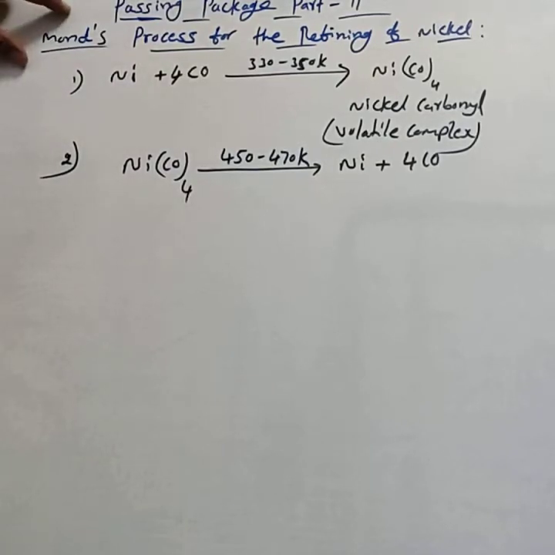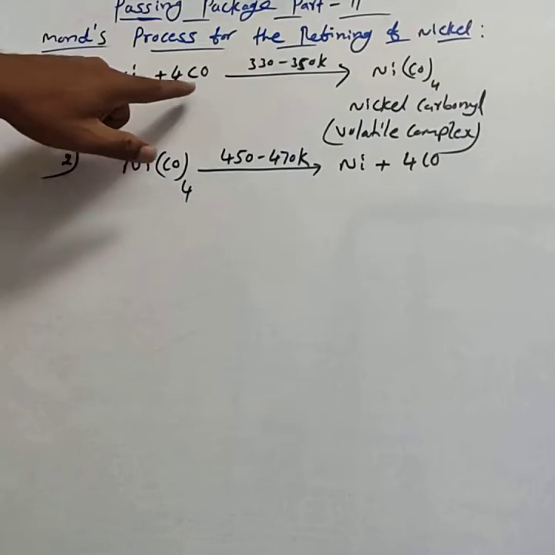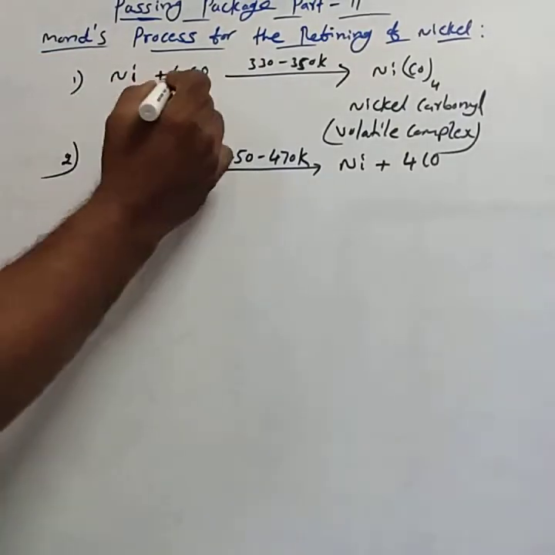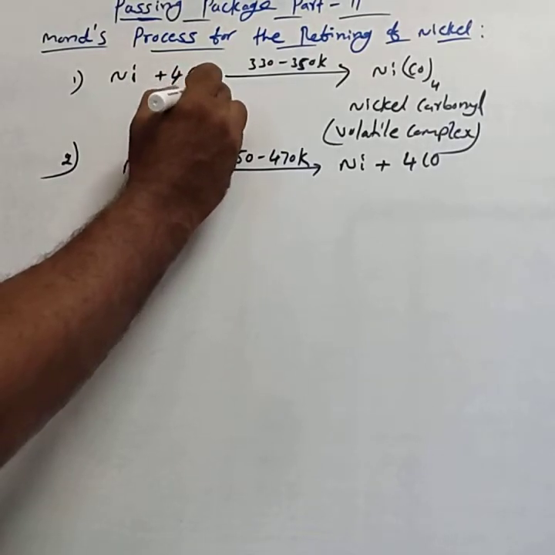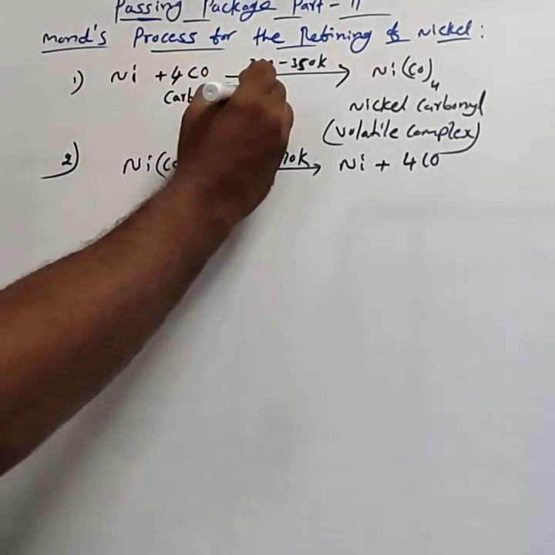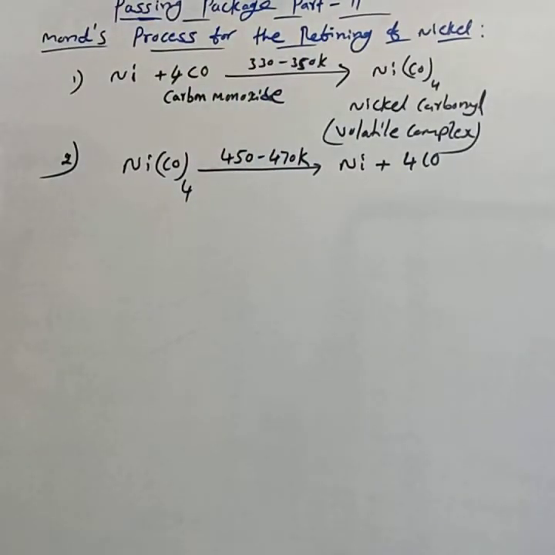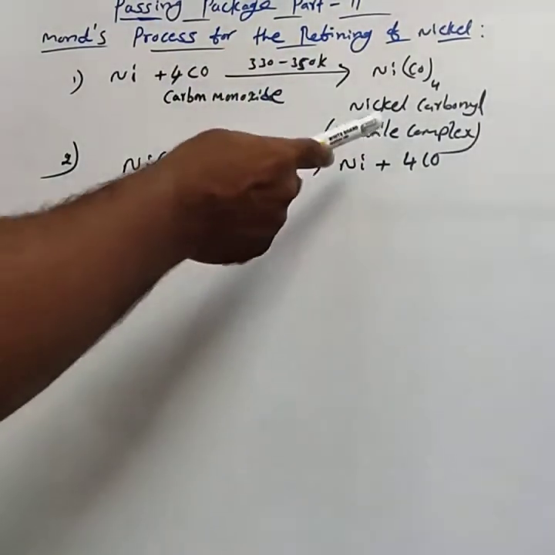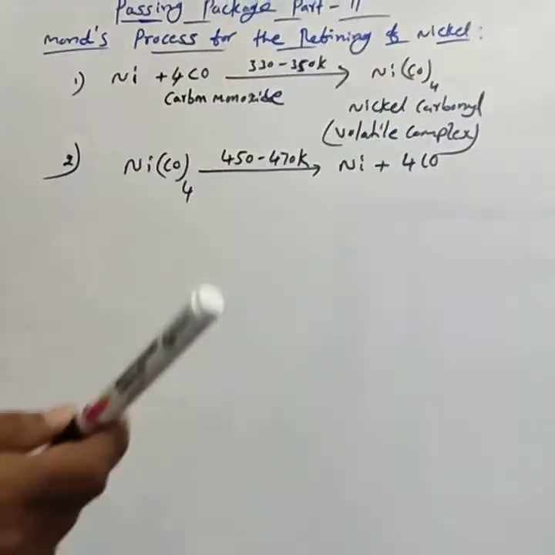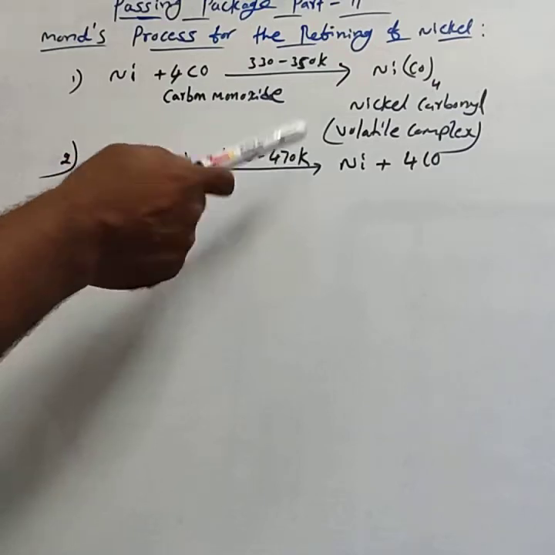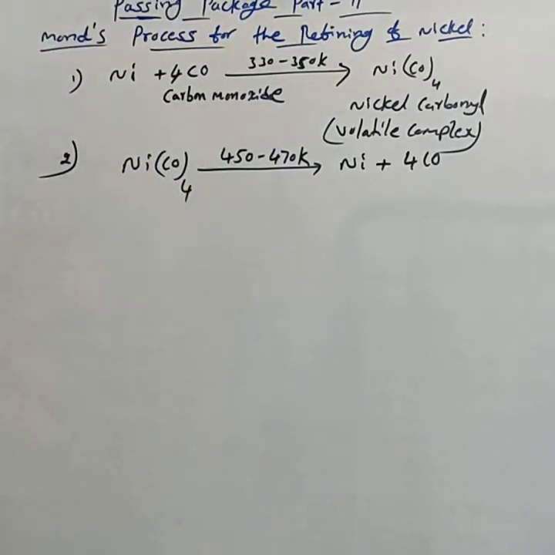The process name is Mond's process. Nickel is heated in the atmosphere of carbon monoxide at a temperature of 330 to 350 Kelvin. The volatile complex name is nickel carbonyl. Nickel carbonyl easily decomposes at a temperature of 450 to 470 Kelvin. We get pure nickel. This is about the Mond's process.